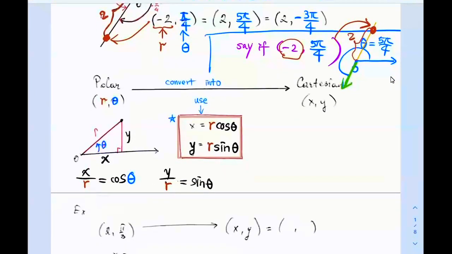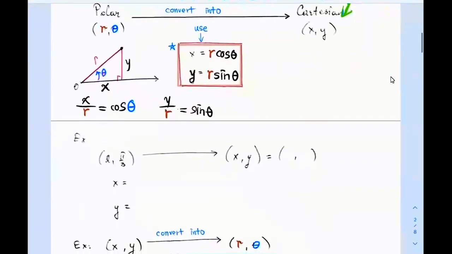So when you convert polar to Cartesian, you're going to use these two equations. Remember this one. Let's try to do an example. Here is 2, and this is pi over 3. This is a polar coordinate, and we want to think about what will be the Cartesian.